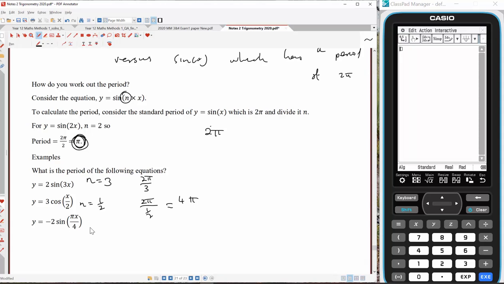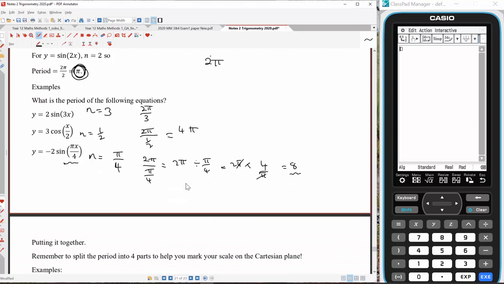All right, this one here is a bit of a trick one. The n value is pi on 4. So what we're going to do is 2 pi over pi on 4, which is 2 pi times 4 over pi. The pi's cancel out, which means the period is 8. And so we can get trig functions to produce standard numbers rather than values with pi in them. It's still radians, but we can mark the Cartesian plane without pi's in our numbers.